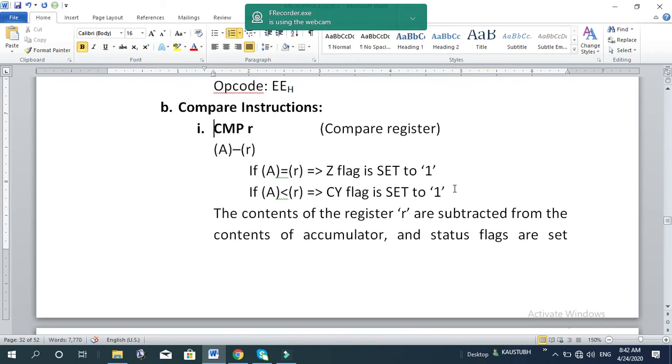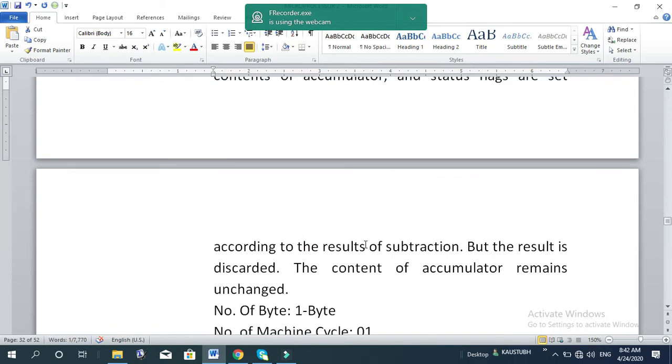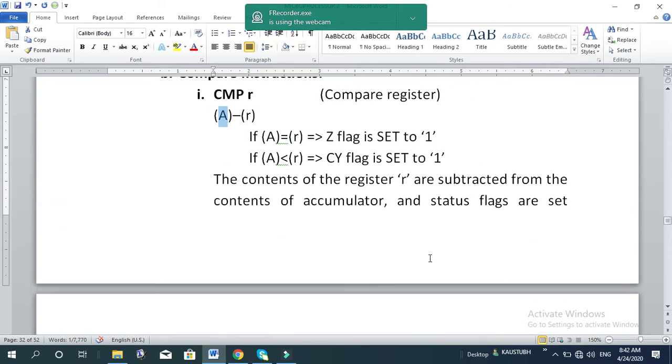flags all. Since the operation is subtraction, all the flags will be affected, but we will look into the carry and Z flag. Since it is CMP R, R is any of the registers A, B, C, D, E, H, L. The instruction format, byte 1, is 10111 SSS. Accordingly CMP A, CMP B, CMP C, D, E, H, L, and these are the different opcodes. Again, SSS is for the source register R: for accumulator it is 111, for B 000, for C 001, and so on and so forth.